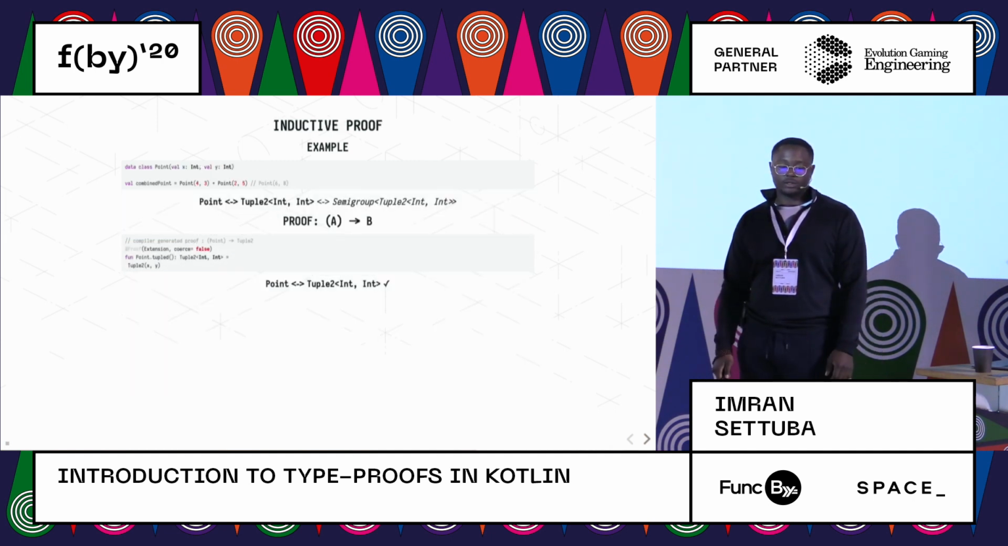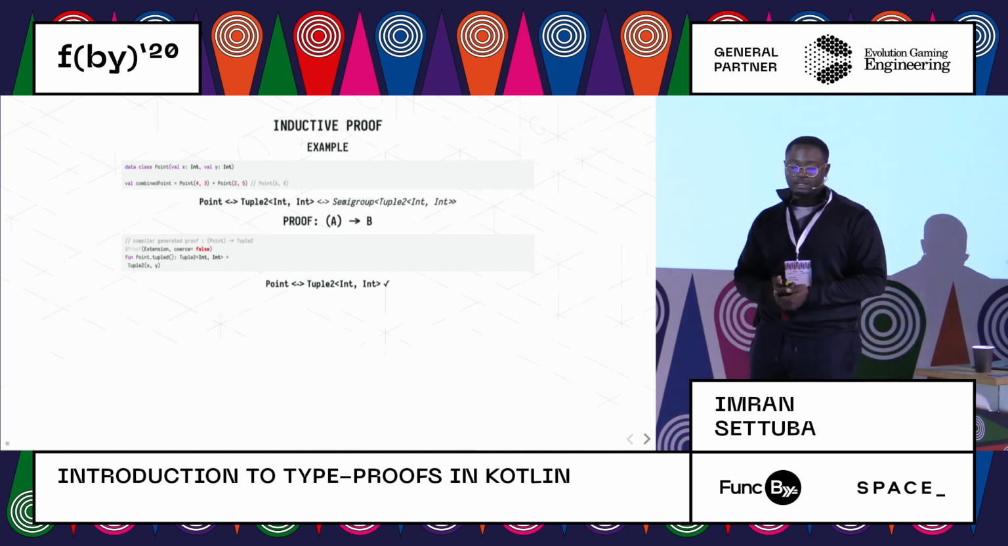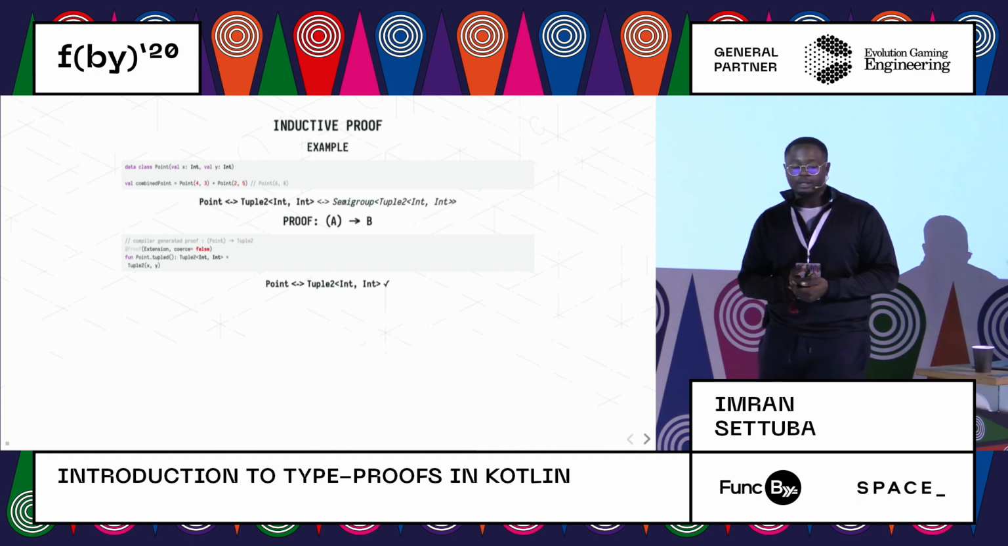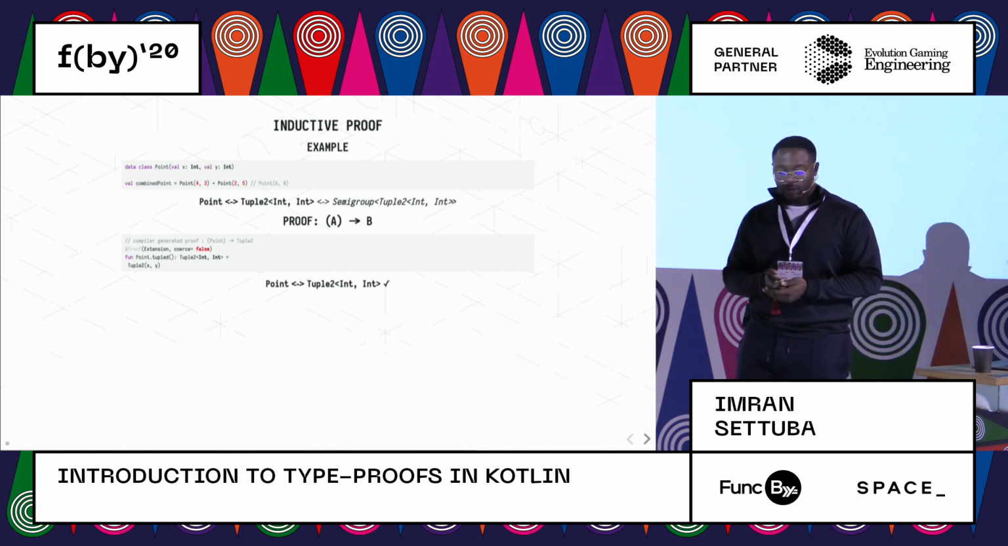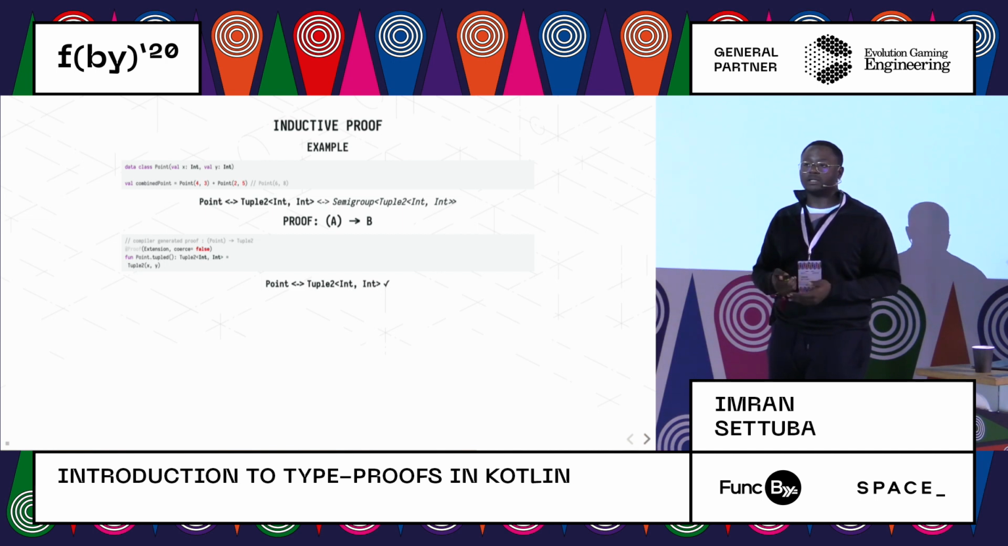Now we can look into inductive proofs because they're quite powerful in the sense that whenever we have a proof from A to B and B to C, the compiler will generate a proof from A to C. Now here's an example where we define a data class, or a Haskell record type, where we have a point from 4 and 3 and 2 and 5, and we can combine that. But that plus only exists because tuple 2 of integers has the notion of a semigroup.